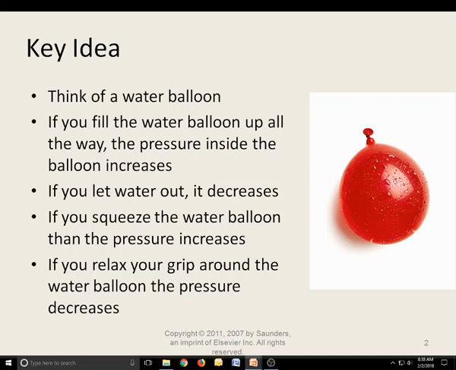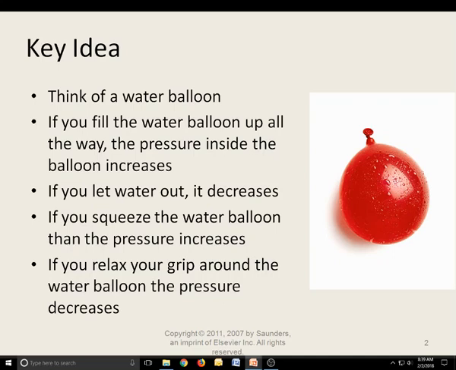The other thing that affects blood pressure is an external force. If you took the water balloon and squeezed it, that would increase pressure. If you relaxed your grip on the water balloon, that would decrease pressure. The squeezing versus the releasing of the water balloon is analogous to blood vessels constricting and dilating. If you constrict a blood vessel, if you squeeze it, that's going to increase blood pressure. If you release your grip on the blood vessel, that is a decrease in blood pressure.